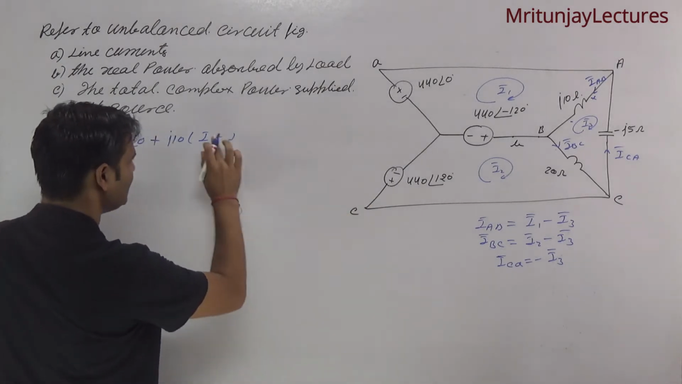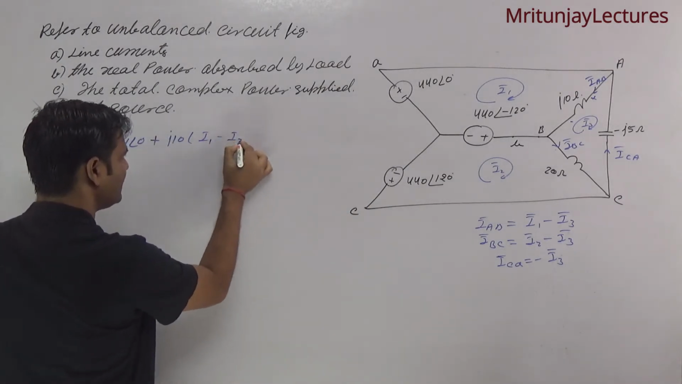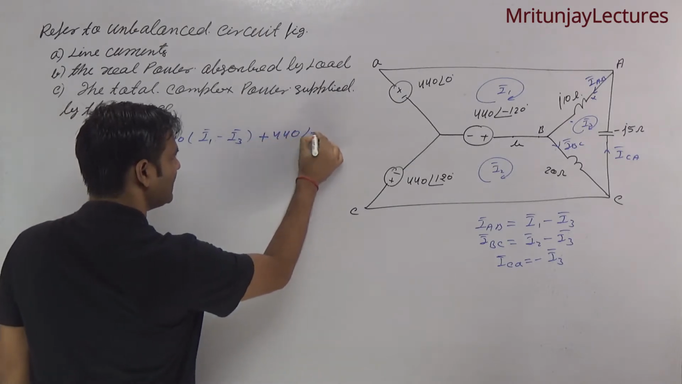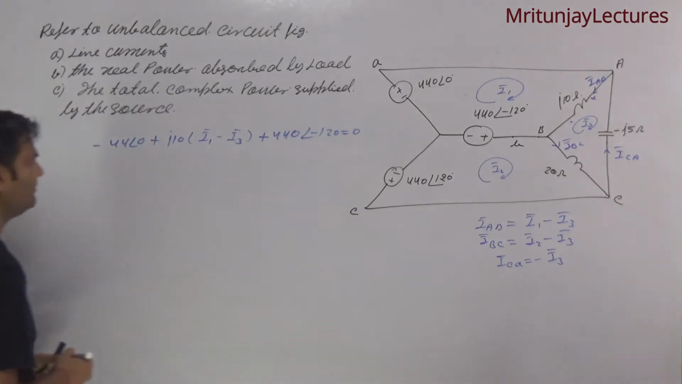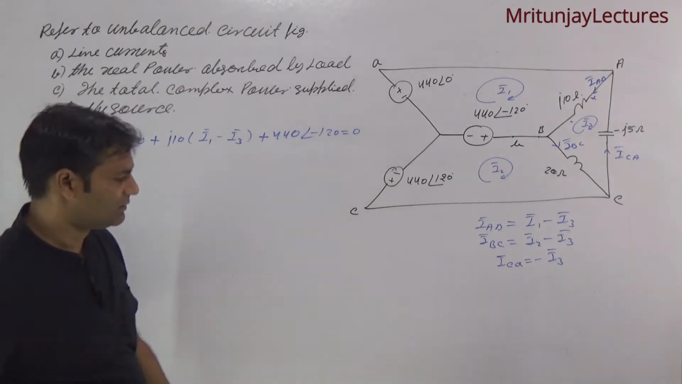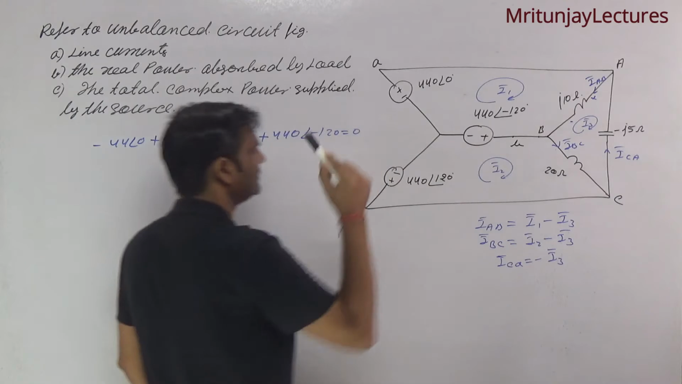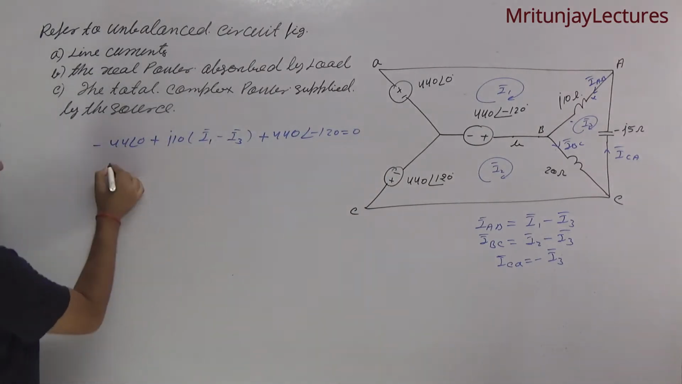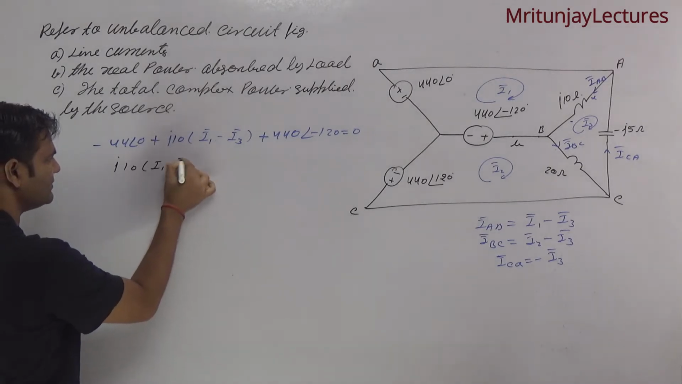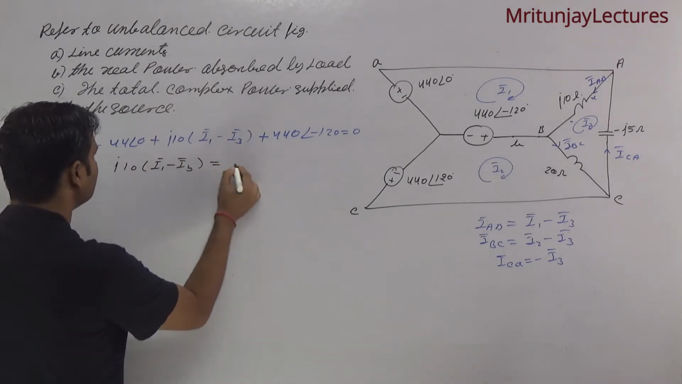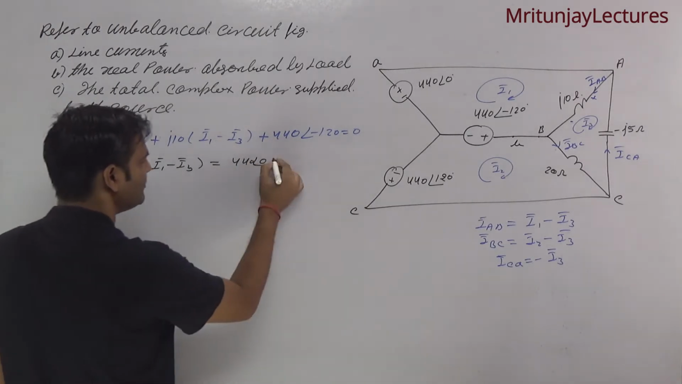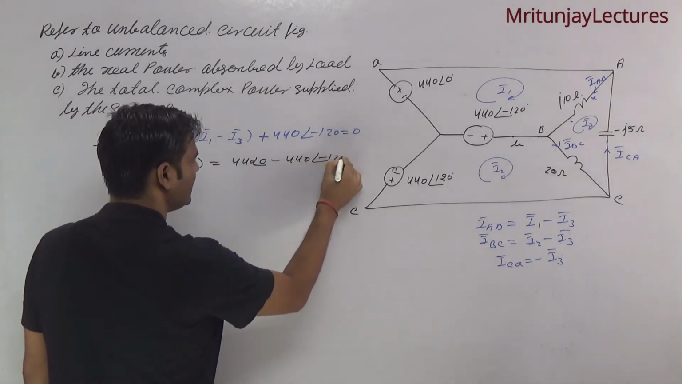I of AB is I1 minus I3, plus 440 at the angle minus 120, this is equal to 0. Clear? Now this is applying KVL in this loop. After that, J10 times I1 minus I3 is equal to 440 at the angle 0 minus 440 at the angle minus 120.